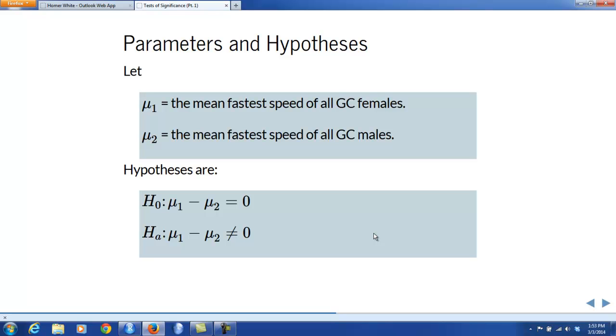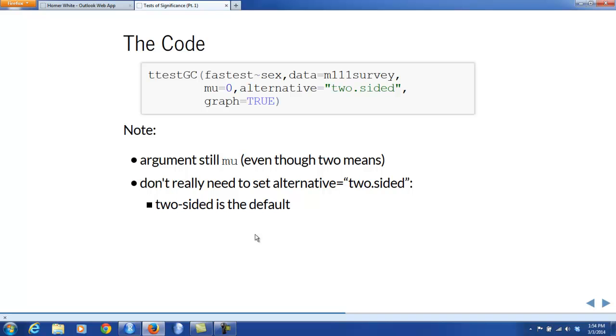If you think that sex really has no impact on how fast somebody drives on average, then you would think that mu1 is equal to mu2. Another way of putting it is, you would think that mu1 minus mu2 is 0. So the null hypothesis is making a claim of no relationship, on average, between sex and fastest speed driven. Let's take a two-sided test here, and so the alternative hypothesis is just saying that mu1 minus mu2 is not 0.